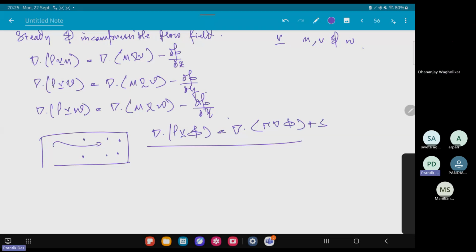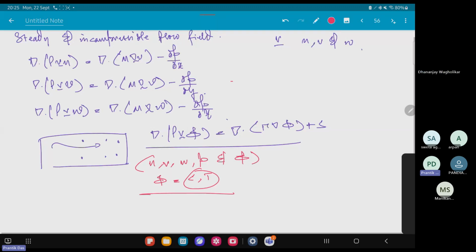So basically, the variables present in the domain are u, v, w, T, and phi. Phi can be a temperature field or a concentration field. We need another equation in order to make the degrees of freedom equal to zero. So we require one more equation, which is called the pressure Poisson equation.